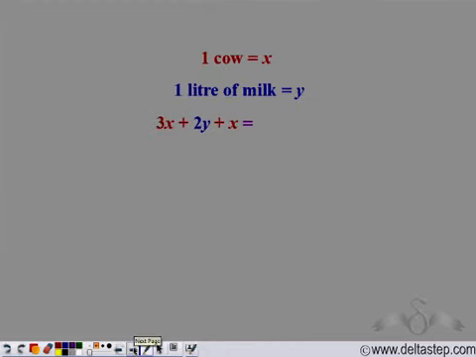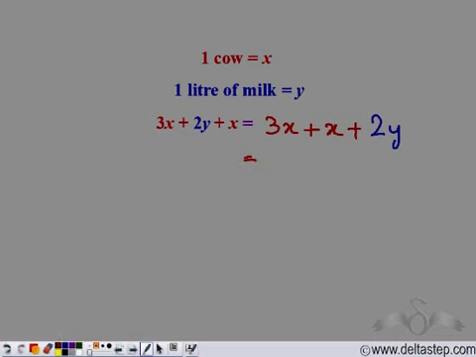Writing it in a simpler manner, we have 3x plus 2y plus x. Now over here, which are the like terms? 3x and x are the like terms. So we write it as 3x plus x plus 2y, where 2y is an unlike term. 3x plus x plus 2y. Now since these two are like terms, we can add these. How do we add these?